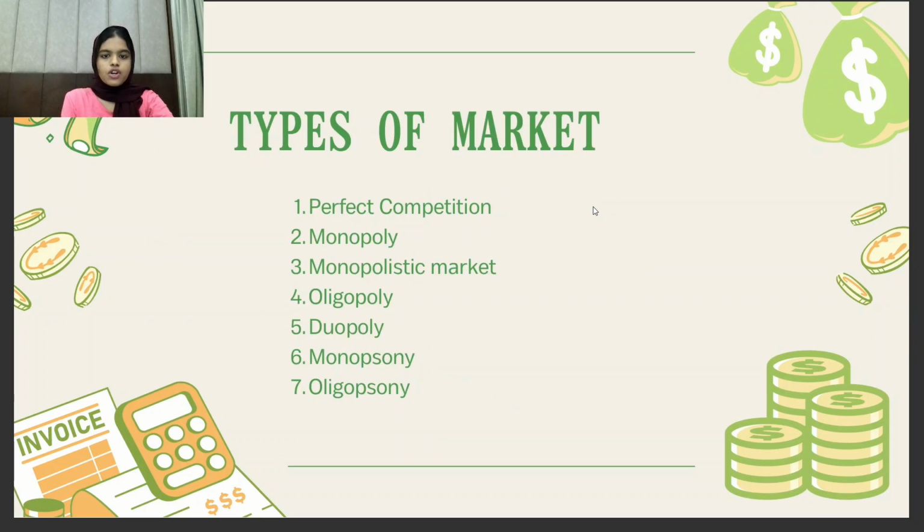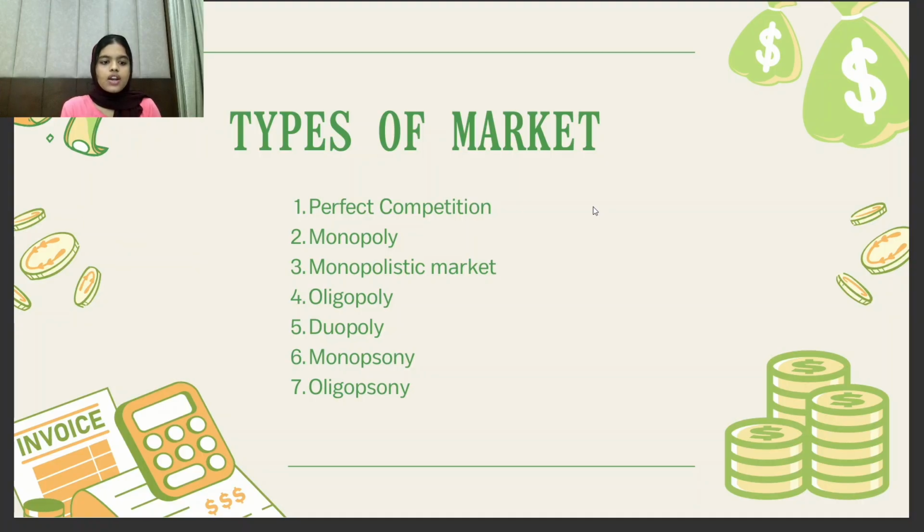Now we are going to the types of market. The different types of market are: first one, perfect competition. It means that there are many sellers and the same kind of product. Monopoly. It means that there is only one seller. Monopolistic market. It means that there are many sellers but slightly different products. Oligopoly. It means that there are a few big sellers.